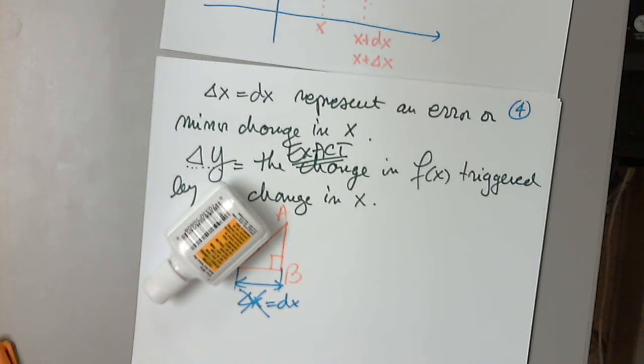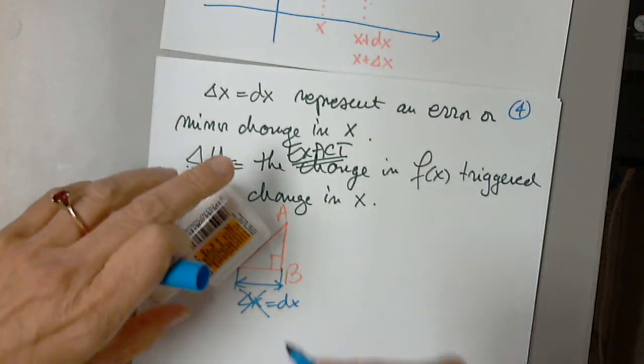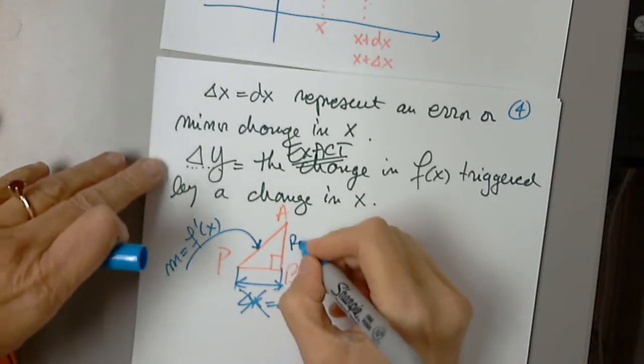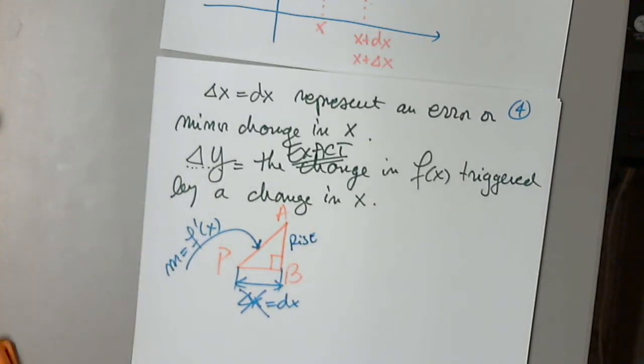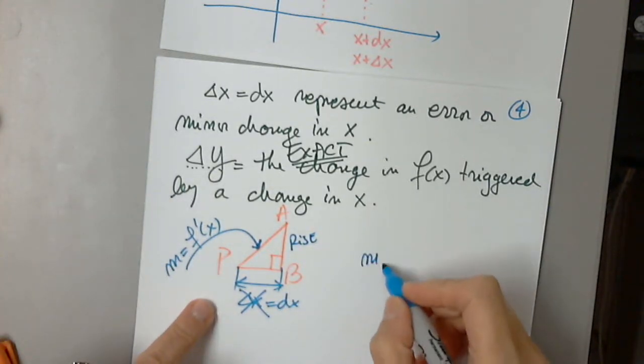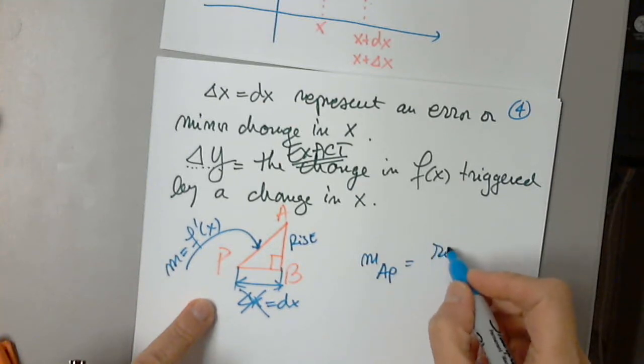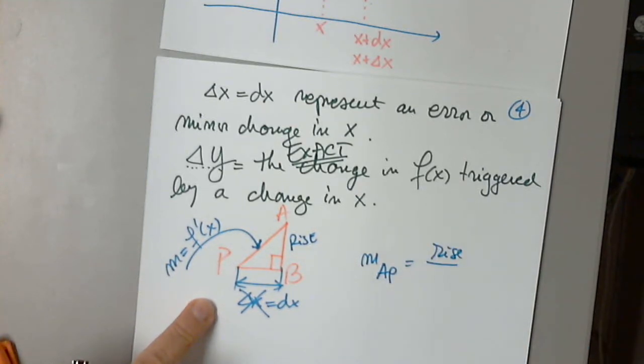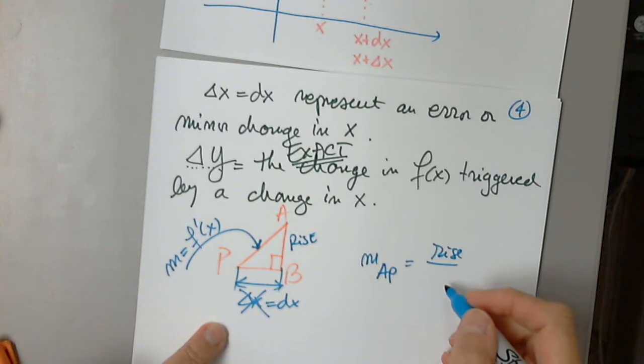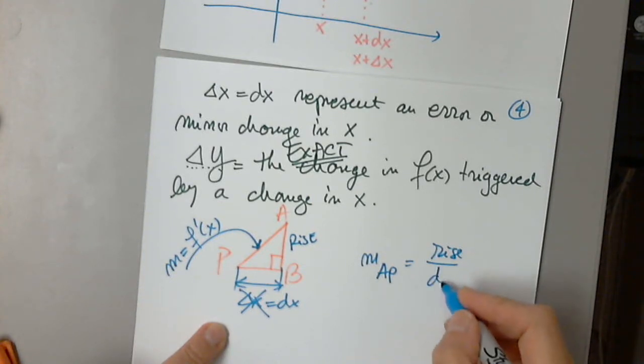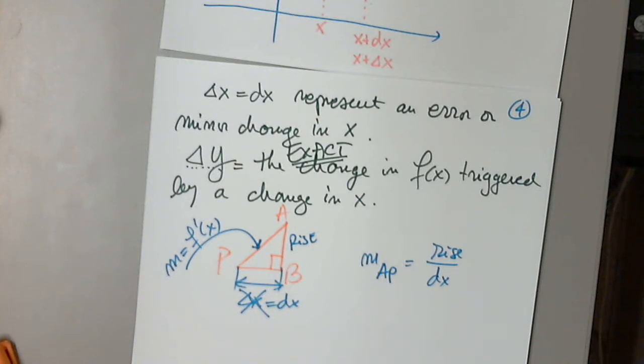Rise over. We agree? Okay. For now, I don't have the name of this. I'm just going to say rise. So the slope of AP is the rise that I don't have just yet over? Yes. Very good. But would you agree that these two slopes must be the same?